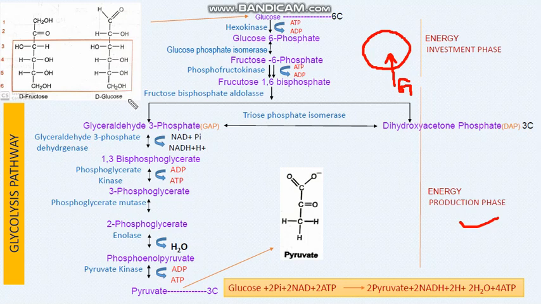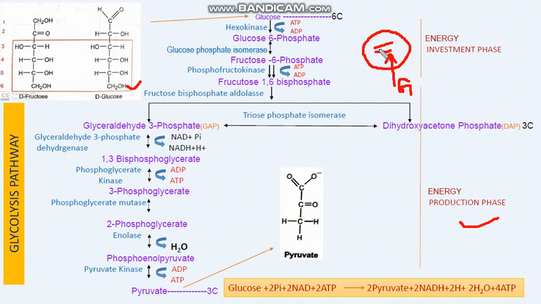If you look at the structure of glucose, this is a 6-carbon sugar molecule. This is carbon number 1, 2, 3, 4, 5 and 6. At the sixth position, the hydrogen atom is substituted by the phosphate group, which is provided by this ATP molecule, and this gets converted into glucose 6-phosphate. And where does it happen? Inside the cell. Okay, now what happens next?